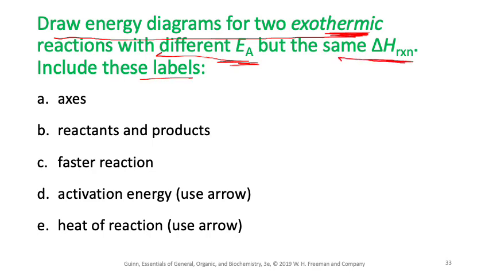And then you have to include these labels. You have to label the axis, you have to label the reactant and product, tell which reaction is the faster reaction, show the activation energy with an arrow, and show the heat of reaction with an arrow. So let's try to solve this problem on the next slide.